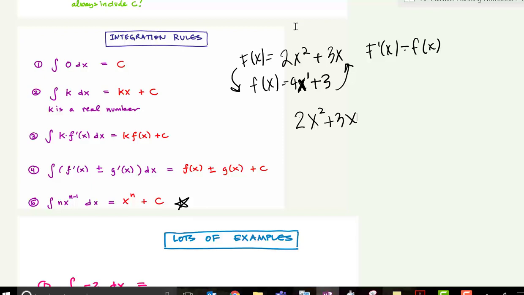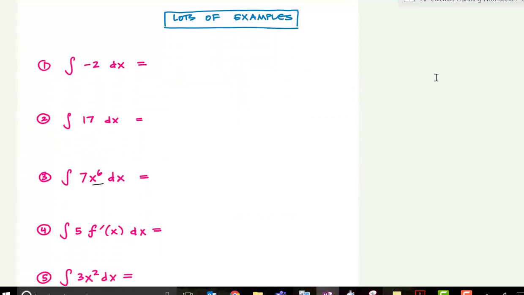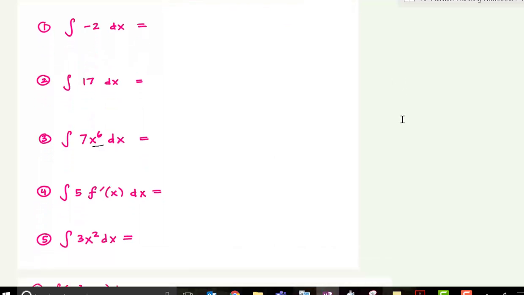We'll establish a rule in a second. But let's start doing a few examples here. And I want you guys to bear with me for this first one and then take a pause.